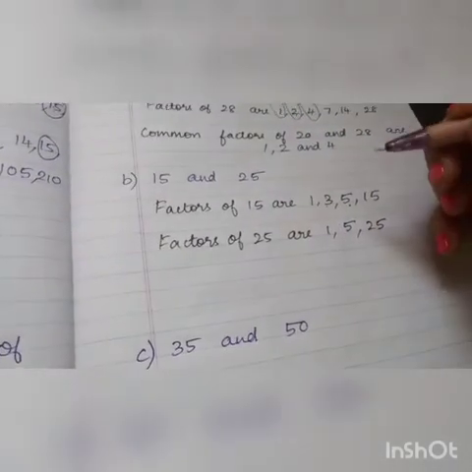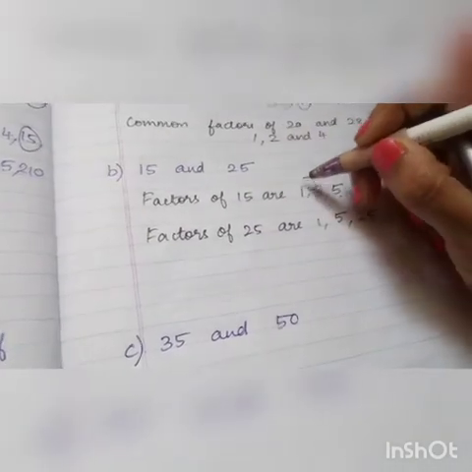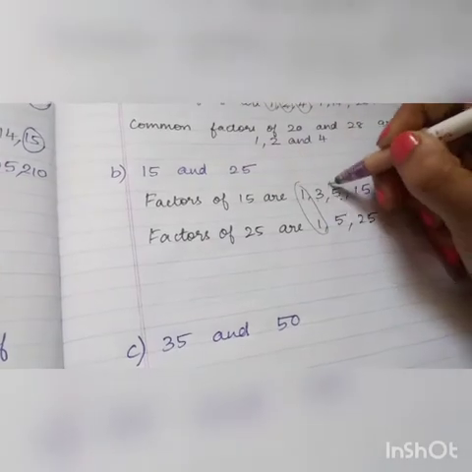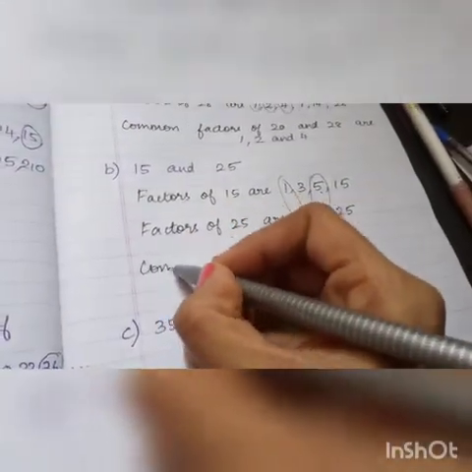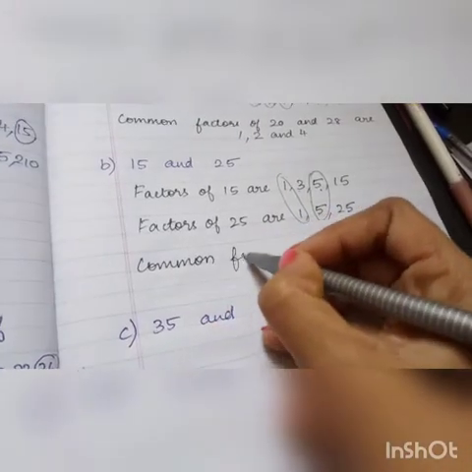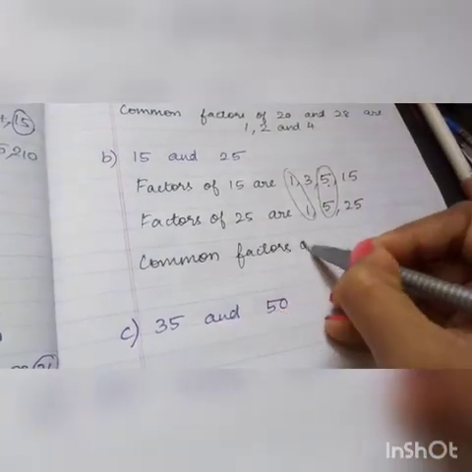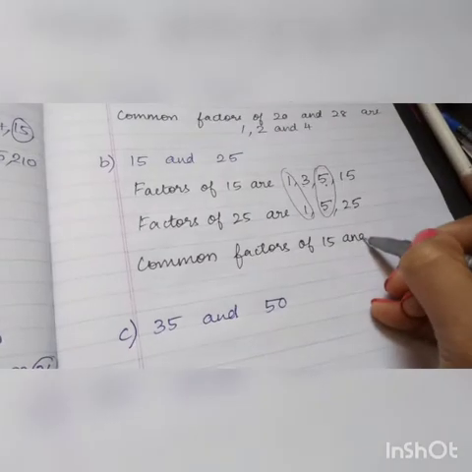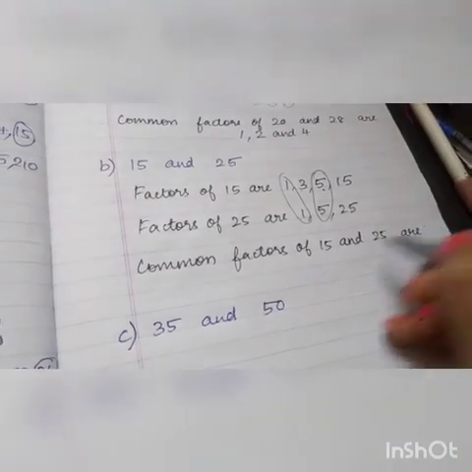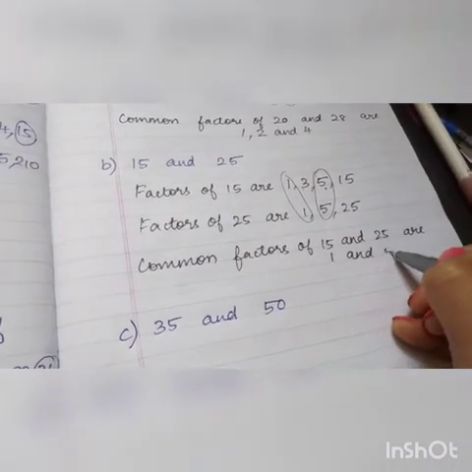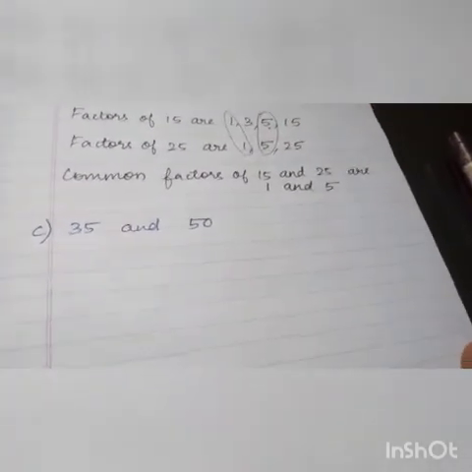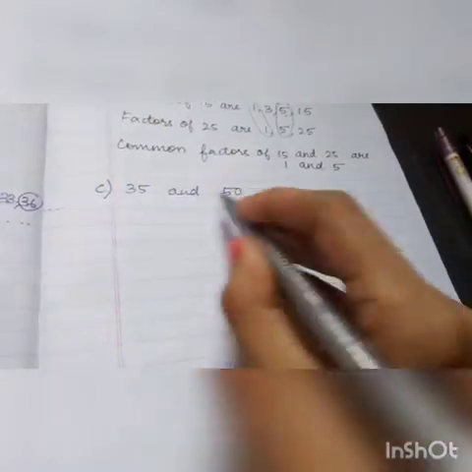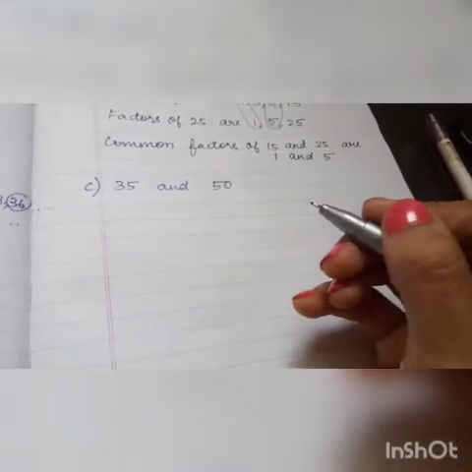Now, what are the common factors of 15 and 25? 1, 5. What are the common factors? 1 and 5. So, shall I write? Common factors of 15 and 25 are 1 and 5. Okay, understood? Just writing the answers, that's all. Now 35 and 50, C question. D question is your homework.